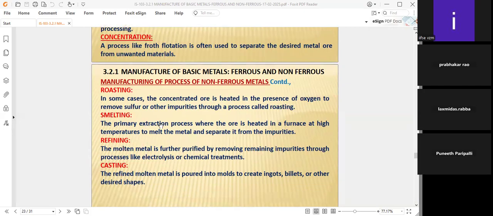Therefore, what Lakshmidas Garu is telling is that other materials should be added along with the oxygen heating to tap the unwanted materials from the ore. Very good, sir.